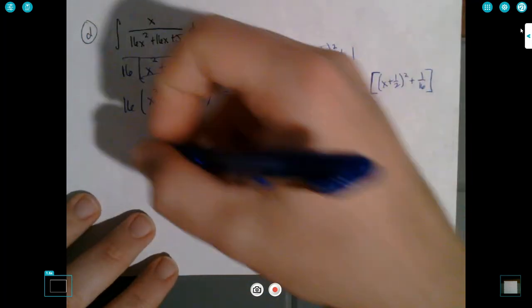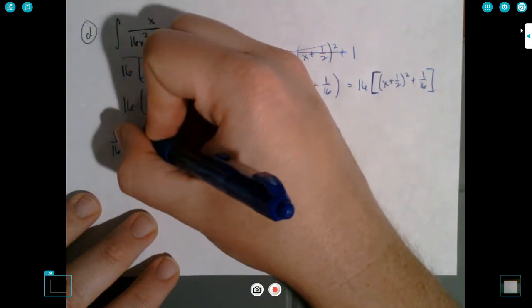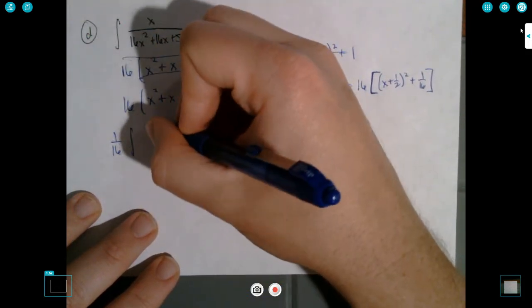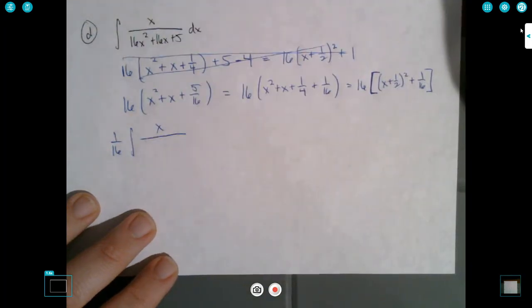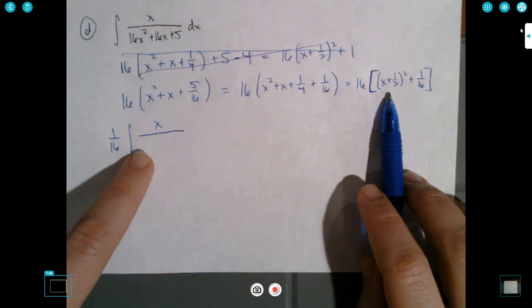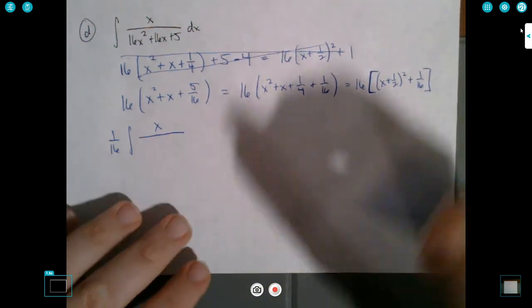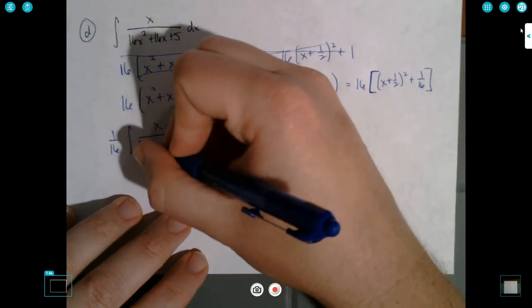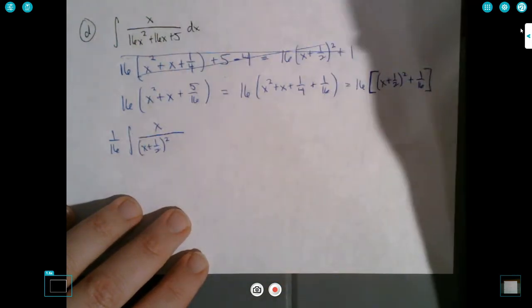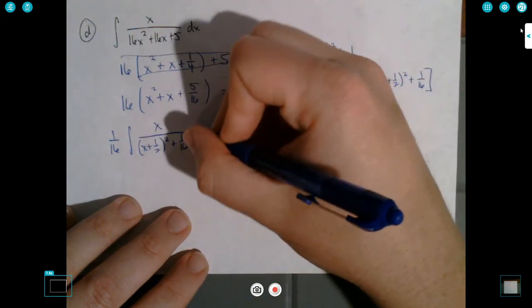So I'll take out the 1/16. Okay, so I've got 1/16 times the integral of x over, this is going to be x plus 1/2 squared plus 1/16 dx.